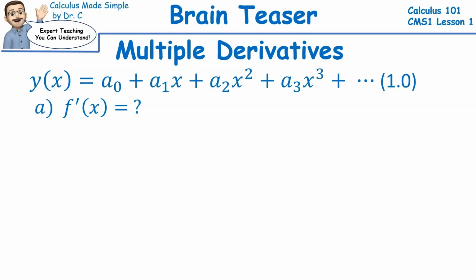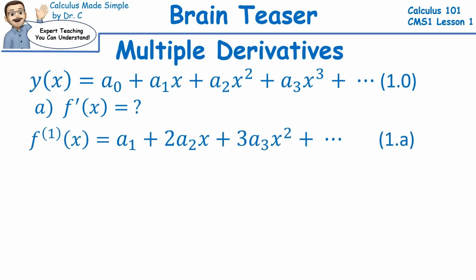Derivative of a polynomial, what is that? First derivative, we simply reduce the power of x, take the power of x, multiply it times the coefficient. So a0, derivative of that is 0. Derivative of a1x is a1. Derivative of a2x to the 2 power is 2a2x, and so forth.